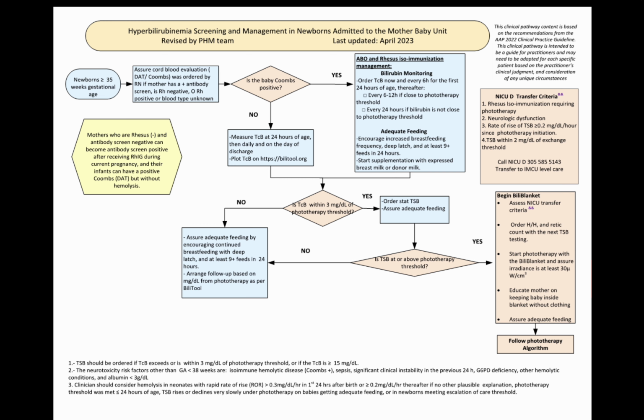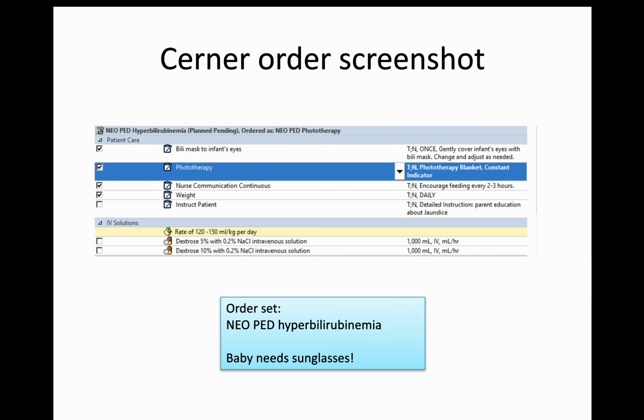So again, this is just the entire pathway to have an overview. For your Cerner order set, you're going to go under Neo-Ped Hyperbilirubinemia. There you're going to select phototherapy. While they're on the newborn floor, we only have the Bili blanket available. We don't have the actual chambers available. So under that drop-down menu where the arrow is located on the right side of your screen, you choose blanket. And then of course, you need sunglasses when you're sunbathing, so make sure we always apply a Bili mask to the baby's eyes.